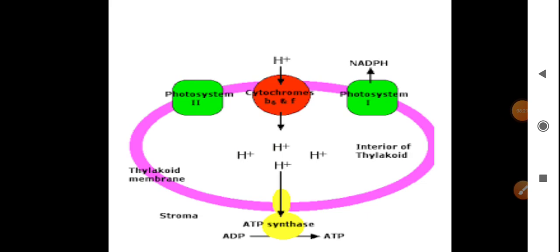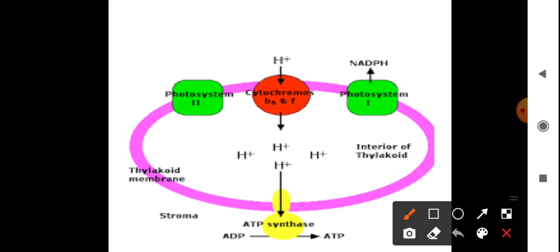In this diagram, the two membranes of the thylakoid are shown. This is the external thylakoid membrane. This is the internal thylakoid membrane. And the area inside the thylakoid inner membrane is known as the lumen. So this is known as the lumen.